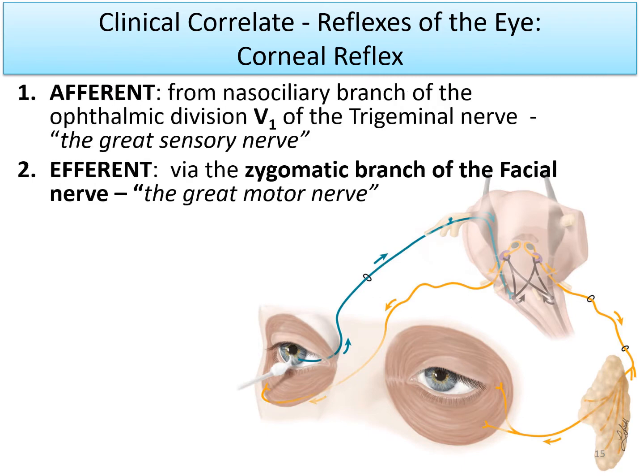Blink reflex, afferent via V1, efferent via the zygomatic branch of the facial nerve, okay? So if you touch someone's cornea and they blink, you know that the afferent one was from the trigeminal nerve and the efferent limb was from the facial nerve. However, absence of the blink reflex does not necessarily mean that either one or the other is damaged.